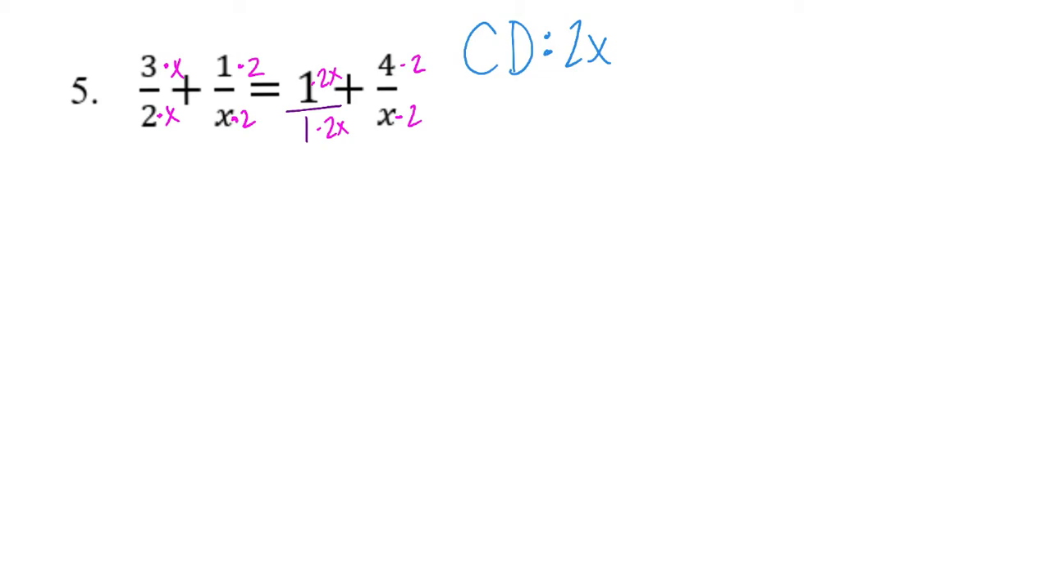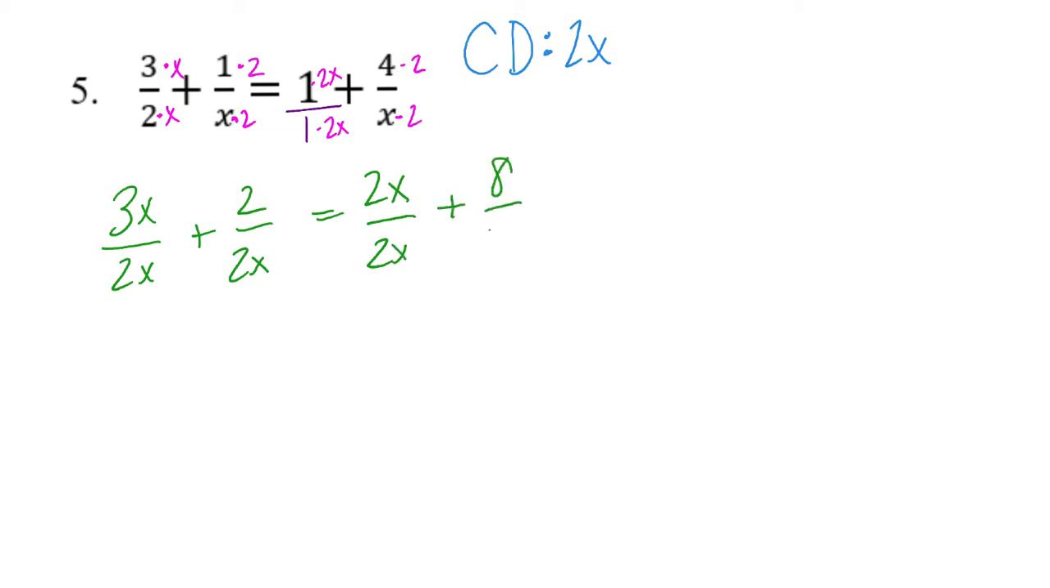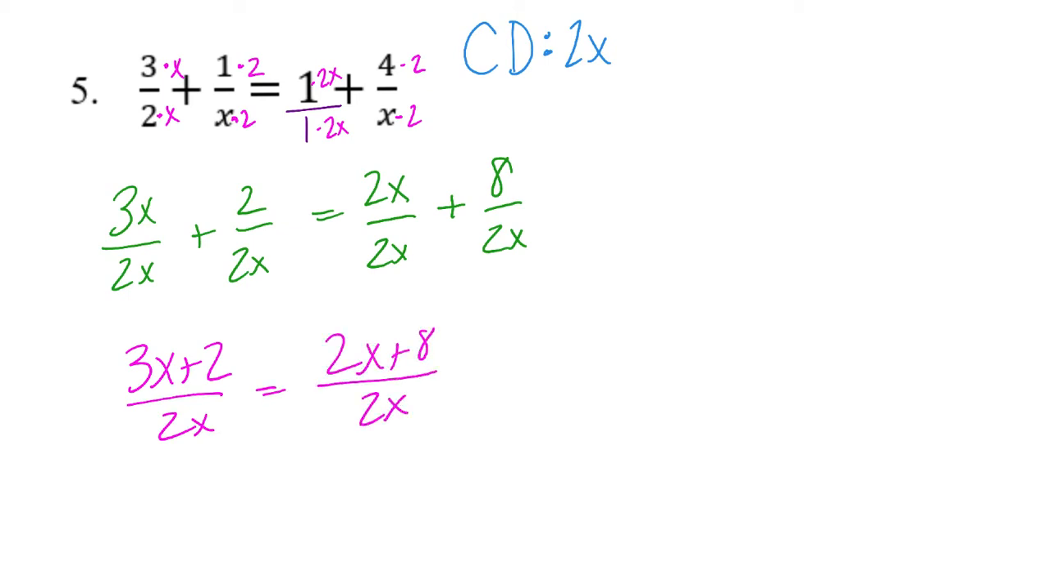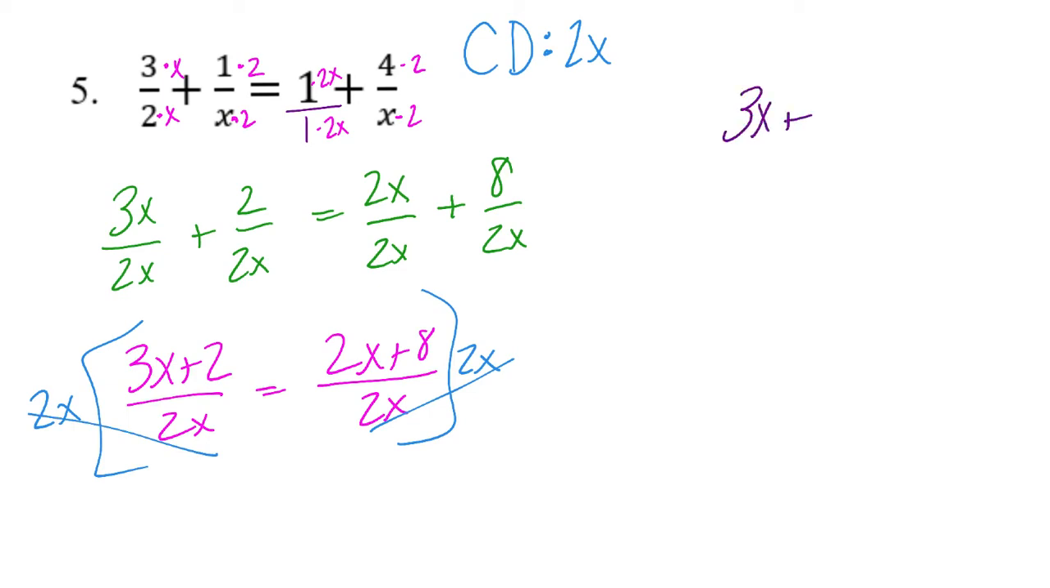All right, so now let's write out what we have. We have 3x over 2x plus 2 over 2x equals 2x over 2x plus 8 over 2x. And now that they have the same denominator on each side, you can add together the fractions. 3x plus 2 over 2x equals 2x plus 8 over 2x. And then we can multiply both sides by 2x to get rid of that denominator. It crosses out. So we're left with 3x plus 2 equals 2x plus 8.